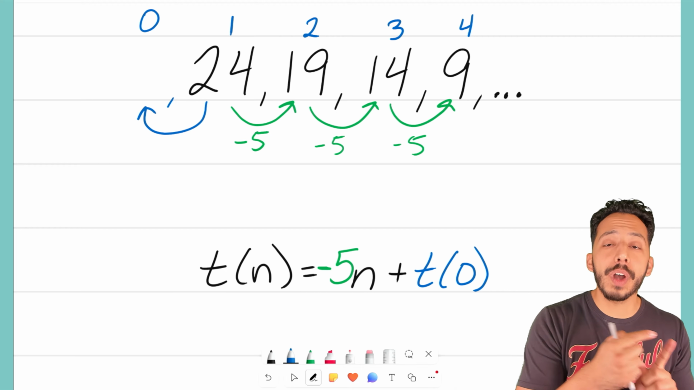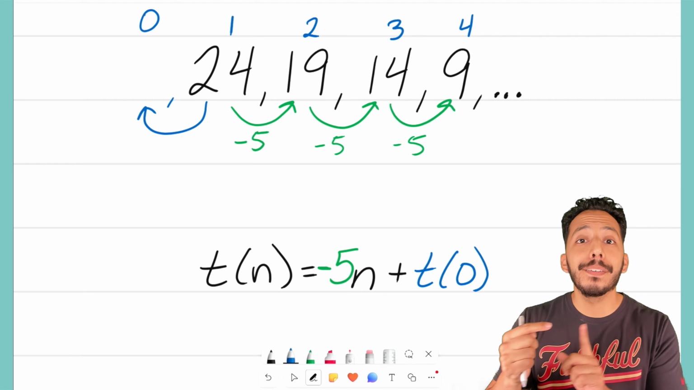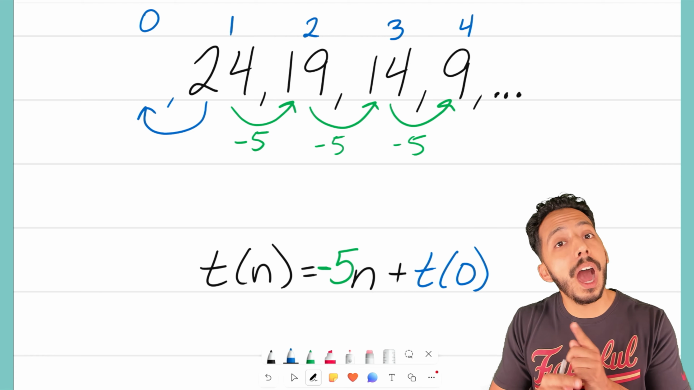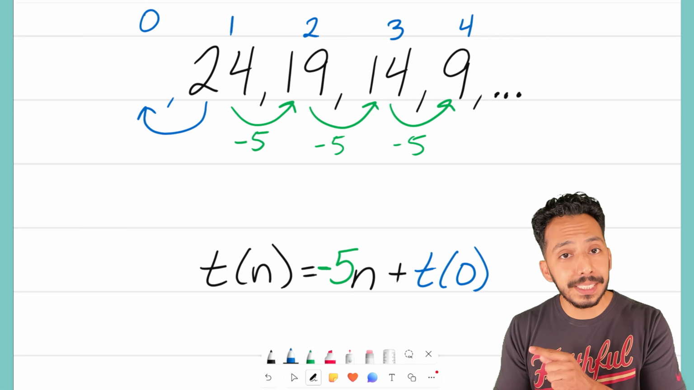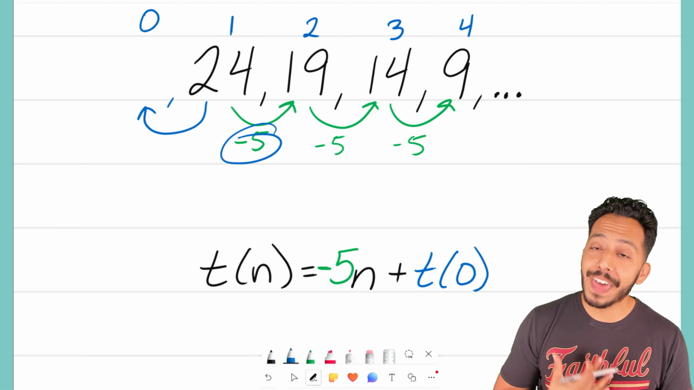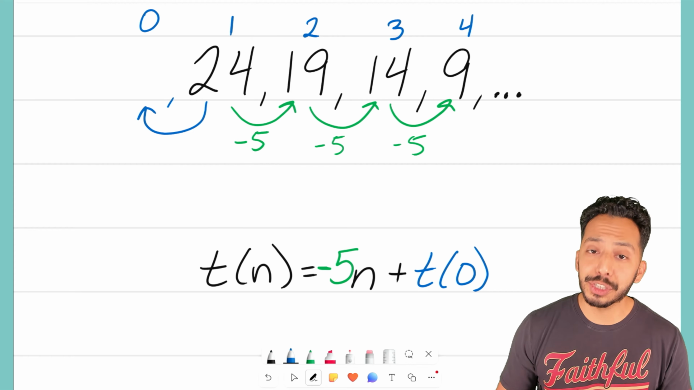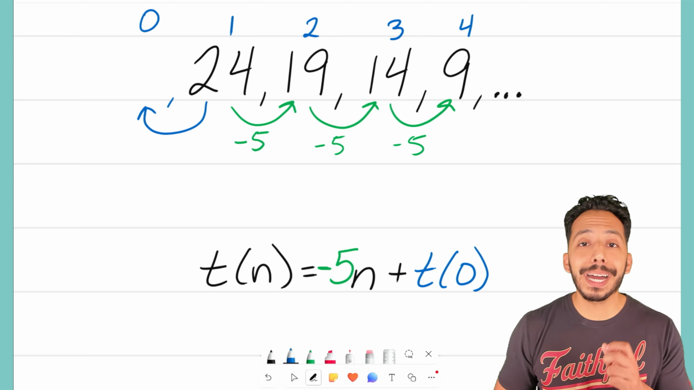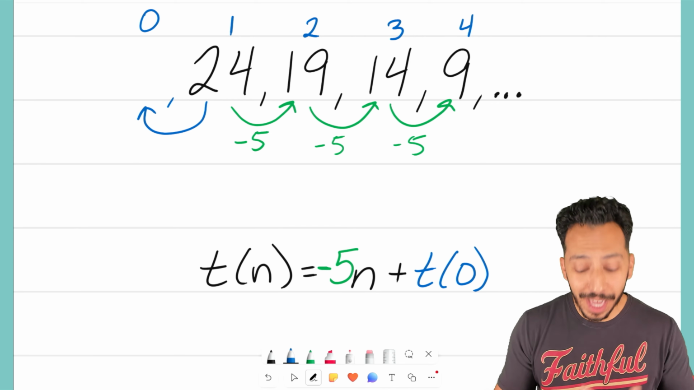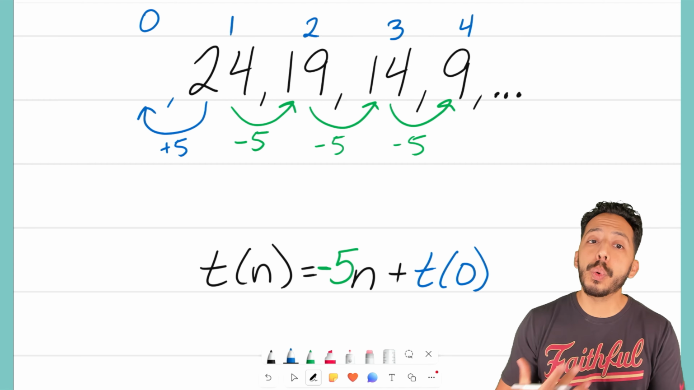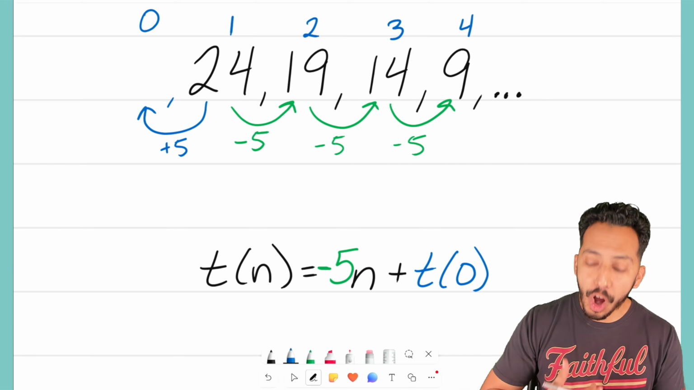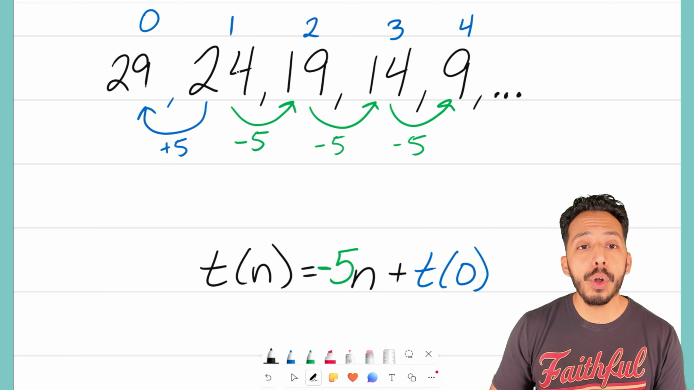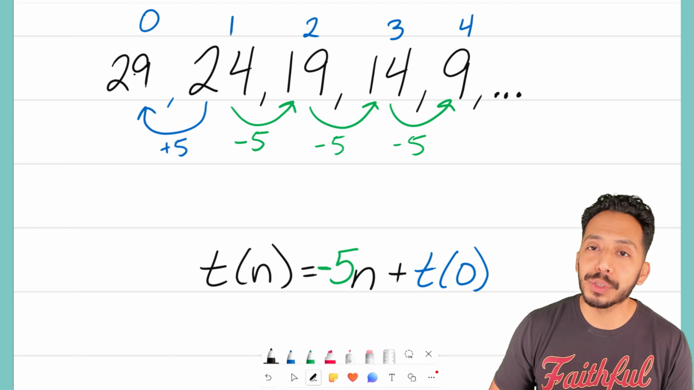As we move to the right, we are subtracting 5. But now I got to go to the left. I'm going the opposite way. If I'm going the opposite way, I need to take that common difference and I need to do the opposite. So if I was minusing 5, now I got to add 5, right? Just do the opposite. So if I add 5 to 24, that reveals our 0 term to be 29, because 24 plus 5 equals 29.